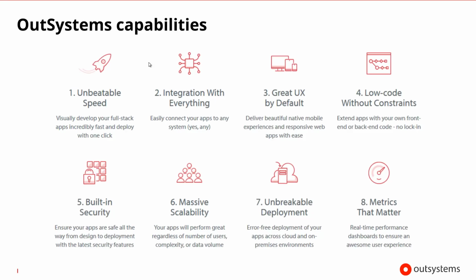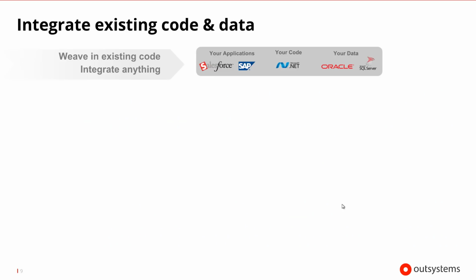OutSystems ends up in the leaders waves because of a lot of the great capabilities of the system. There are different types of things that you have as advantages, like the unbeatable speed of the platform, the ability to integrate with anything, and the ease of deploying applications across the environments and gathering all the metrics that will help us understand our applications better. Let's look at some of these capabilities in a little more detail.